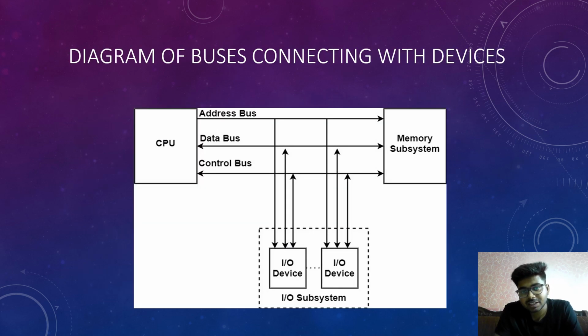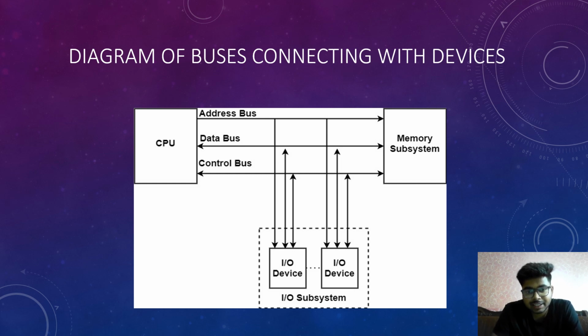Diagram of a bus connecting with devices. Here you can see three major parts. One is the CPU, the central processing unit, where all the calculations and all the operations are performed. Another is the memory subsystem, where you can store all the data which you need. The third one is the IO subsystem, which consists of IO devices. Here IO means input or output devices.